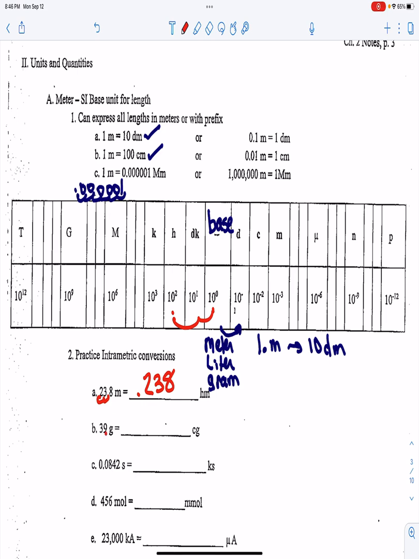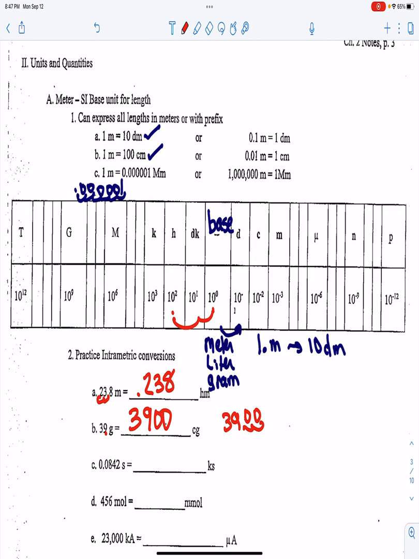So I'm going to go from the base to centi. So I'm going to move 2 places to the right. So if I have 39, my decimal's here, I'm going to go 1, 2. So I'll put a 0 there and a 0 there. So that becomes 3,900 centigrams.